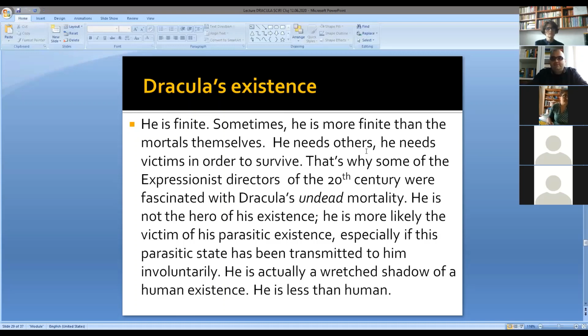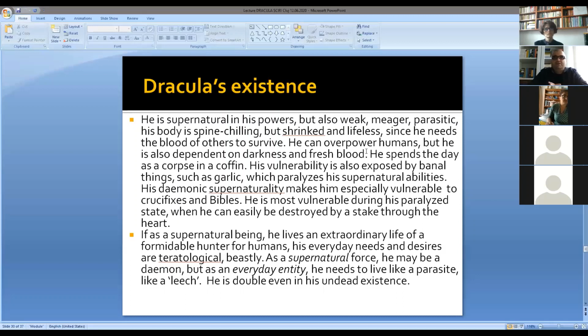In a way, he is less than human, not more than human. He's not supernatural, he's less than human. He's supernatural in his powers, but also weak, parasitic, meager. His body is spine-chilling, but shrunken and lifeless, since he needs the blood of others to survive. So he cannot survive on his own. He can overpower humans, but he is also dependent on darkness and fresh blood. He spends the day as a corpse in a coffin. His vulnerability is also exposed by banal things such as garlic, which paralyzes his abilities. His demonic supernaturality makes him especially vulnerable to crucifixes and Bibles. He is most vulnerable during his paralyzed state, when he can easily be destroyed by a stake to the heart.